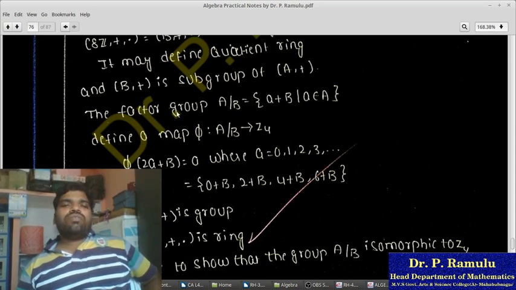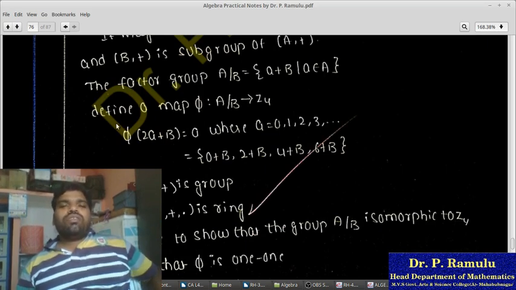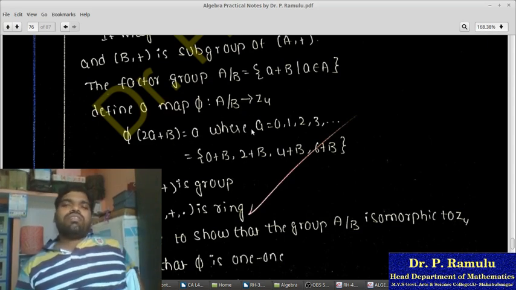This factor group defines the map pi from A to Z4 such that pi of 2a + B equals a, where a equals 0, 1, 2, 3. The elements are nothing but 0 + B, 2 + B, 4 + B, 6 + B. Why? Because all the elements go to the same value, right?